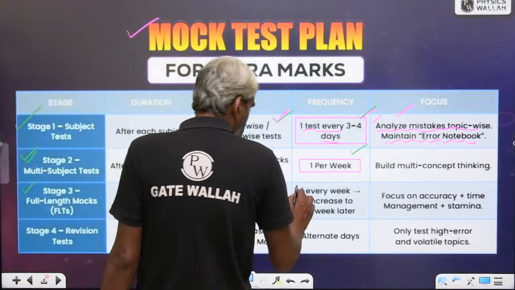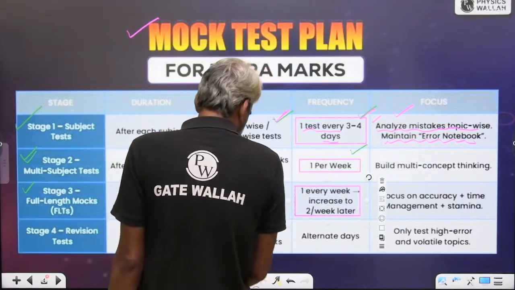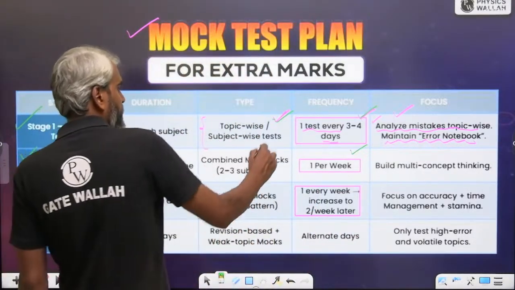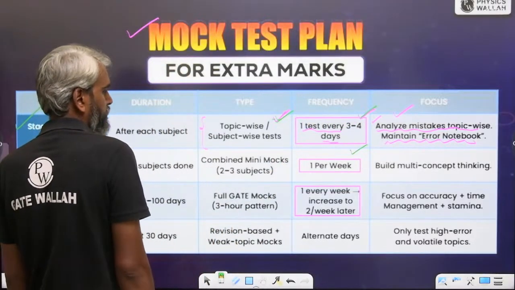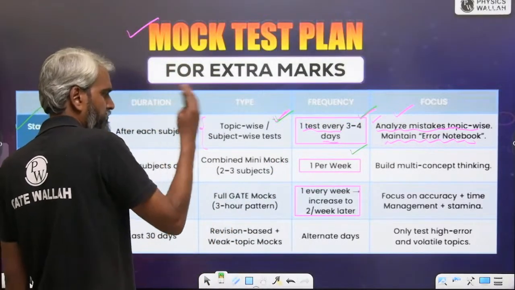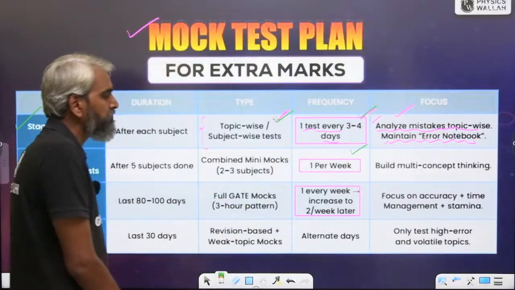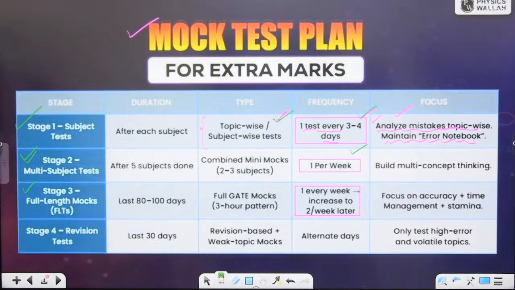So the next thing: these are phase wise. Initially you will be like, sir, if I'm giving 3 to 4 tests per week on a subject wise basis, how exactly will I appear for 3 to 4 tests per month for a combination of 2 to 3 subjects? So once you move from stage 1 to stage 2, initially you have just started.